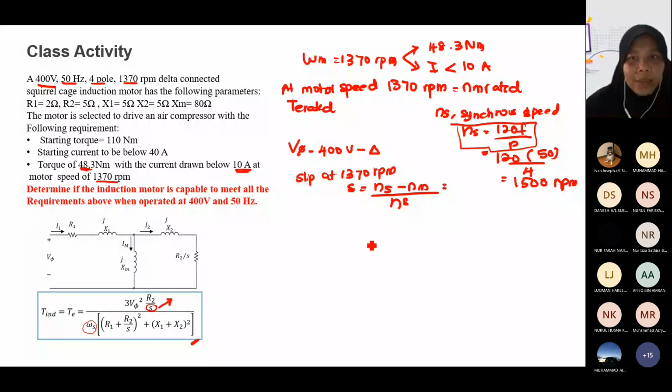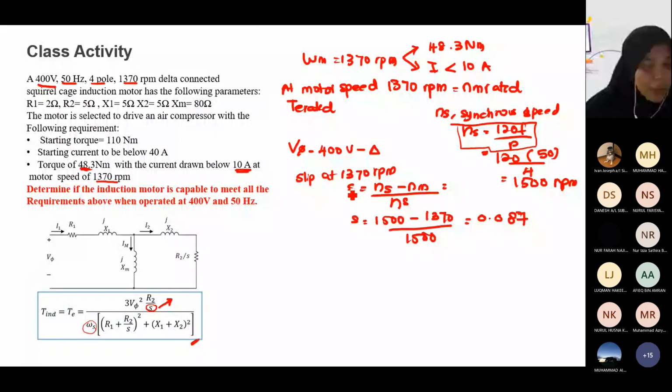So to calculate the slip, 1500 minus 1370 over 1500. What do you get for your slip? The new slip now at rated condition. Okay, you get 0.087. This is your new slip at rated frequency, rated speed 1370 RPM.